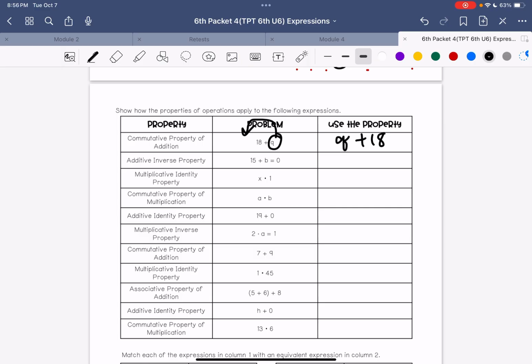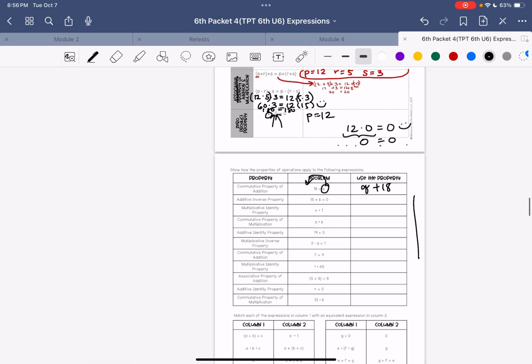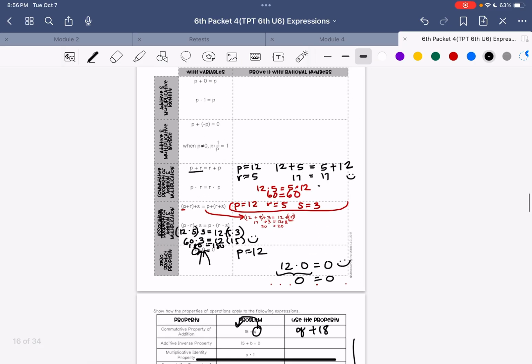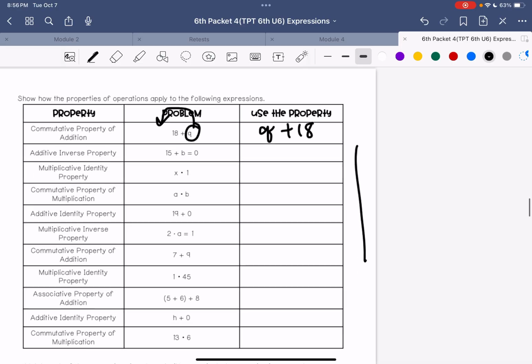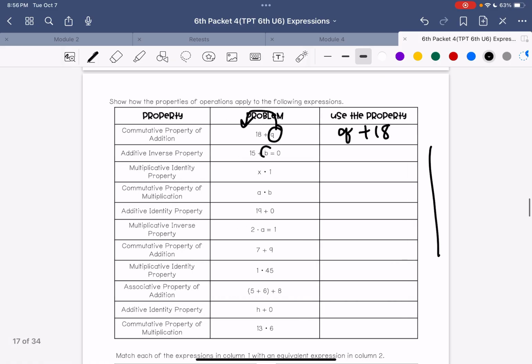Next one, additive inverse property. Let me just read it from my previous notes for you. Remember that it's the number that when you add to the original number, you're going to get 0 again. So it's the opposite one that's going to make that happen for you. So in here, they're saying, what is a number added to 15 to give me 0? So you know that has to be negative 15.